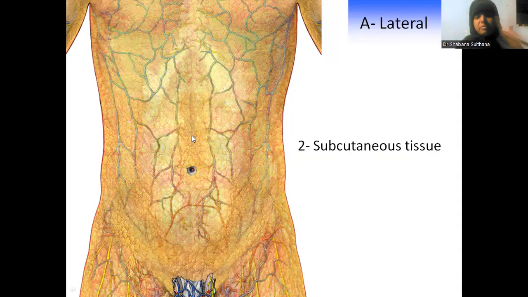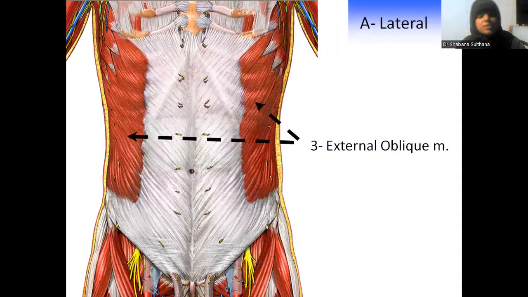Actually, superficial fascia will have two layers: the superficial fatty layer, also called the camper's layer, and the deep membranous layer, which is also called scarpa's layer. That is the subcutaneous tissue. Once you remove the skin and superficial fascia, then we will come across muscles.